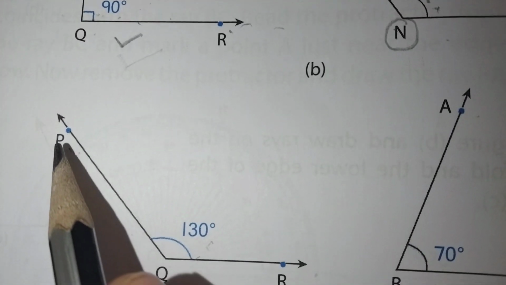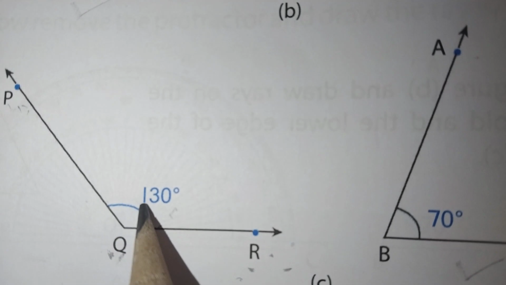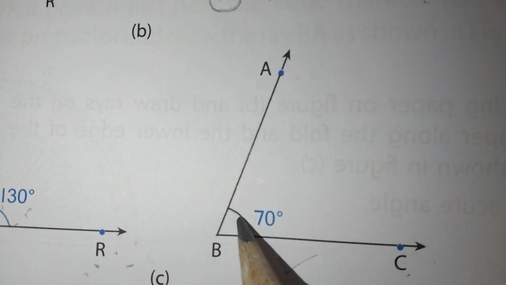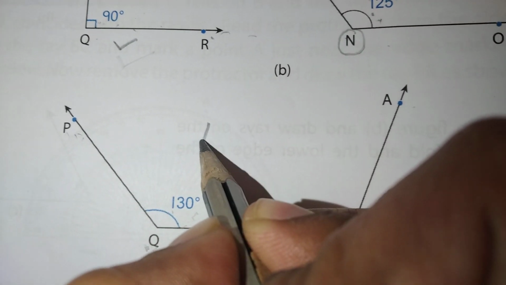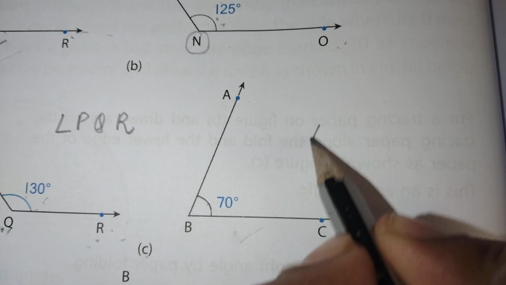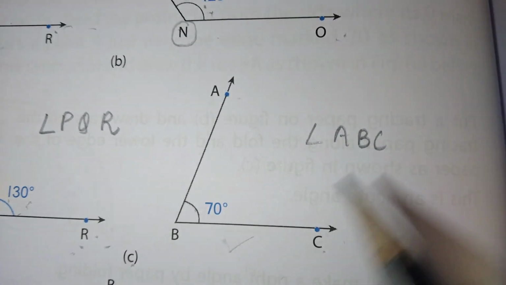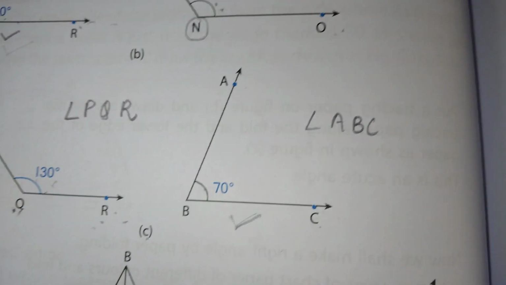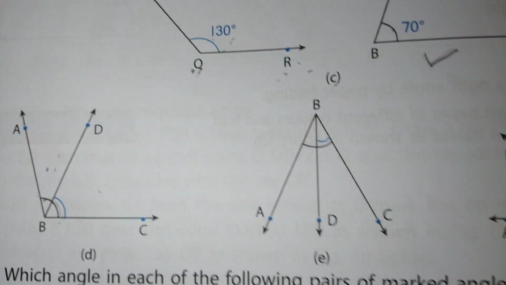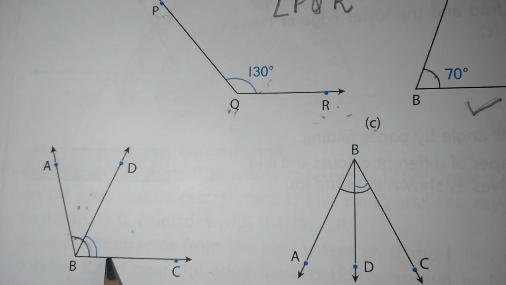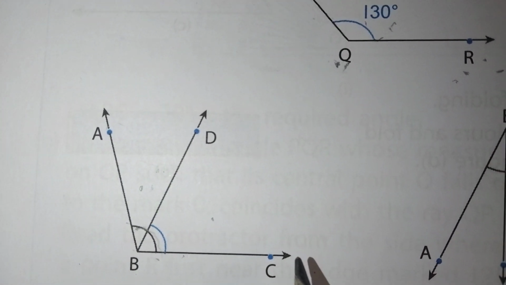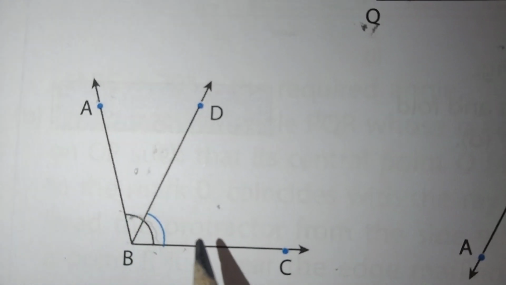Here the measurement of angle PQR is 130 degree and measurement of angle ABC is 70 degree. So let's name the angle first, angle PQR, and here the angle is angle ABC. So which one is the smaller? The angle with 70 degree measurement. Okay, here by looking at these two figures, there are no separate figures of angles. Here in the same figure, two different angles are given.